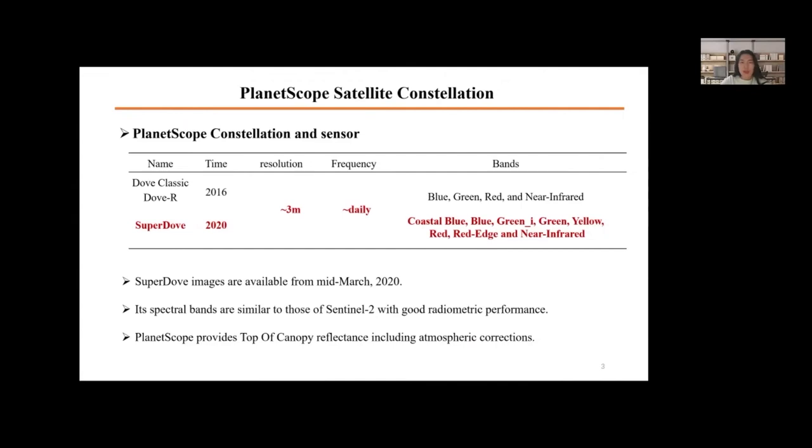PlanetScope can offer high spatial and temporal resolution imagery, and there are three different generations. From the figure, we can see that the Dove Classic and Dove-R were launched in 2016 and only have four bands. The SuperDove was launched in 2020 and has eight different bands. The images are available from mid-March 2020, and its spectral bands are similar to those of Sentinel-2, with good radiometric performance. PlanetScope can provide top of canopy reflectance, including atmospheric corrections.